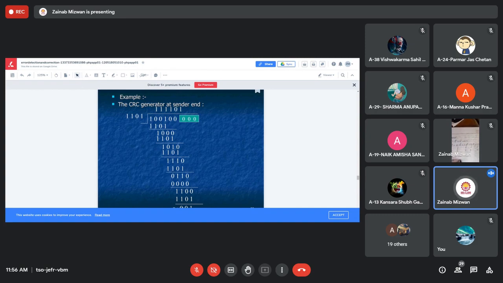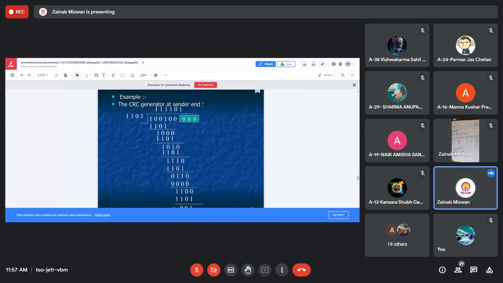So what I am considering here is the data is 1101 and the divisor which is given here is 11100. We have the data 1101 and we have the divisor 11100. Now what we have to do is perform the division. CRC, cyclic redundancy check, is based on the division method.